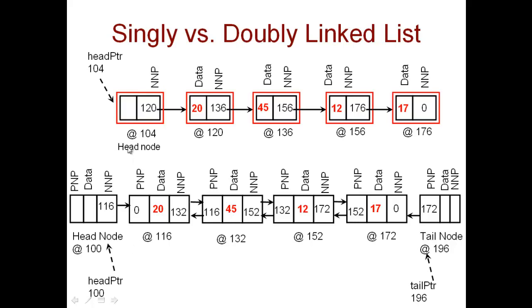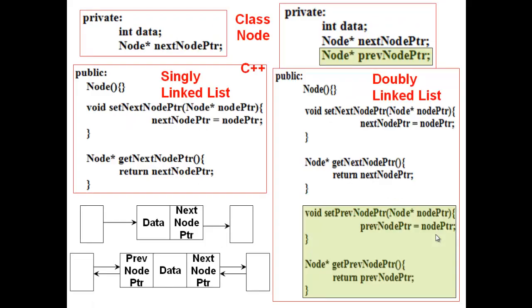Now in the single linked list case, we used a head pointer to store the address of the head node, and we do the same thing here. The head pointer stores the address of the head node. In addition, we need a tail pointer to store the address of the tail node. Those are the two pointers that will be the member variables of the double linked list class.